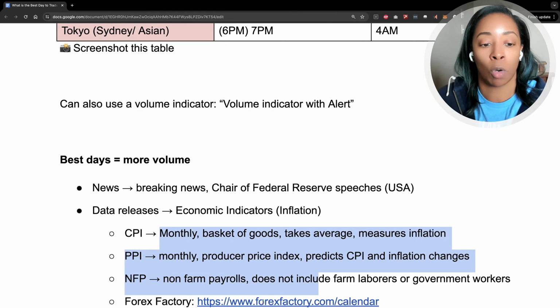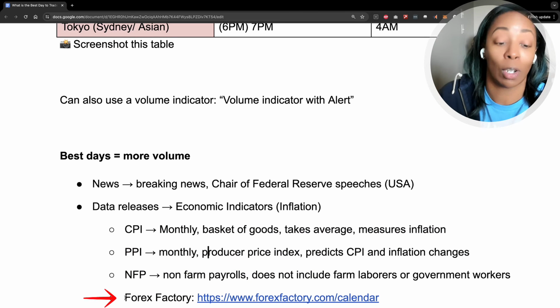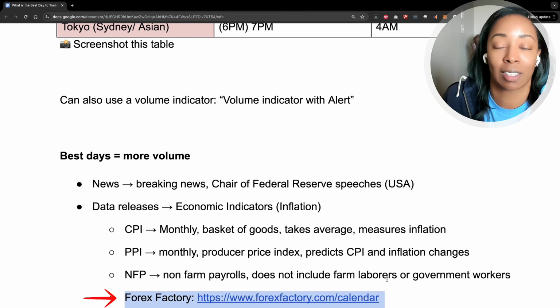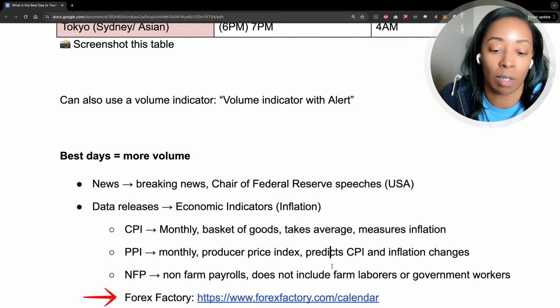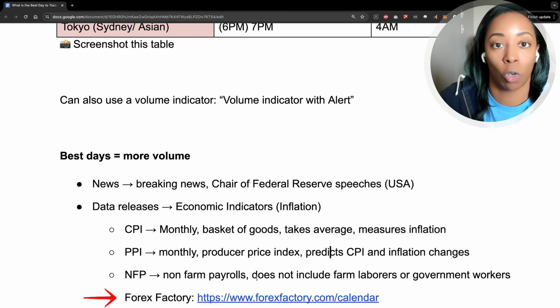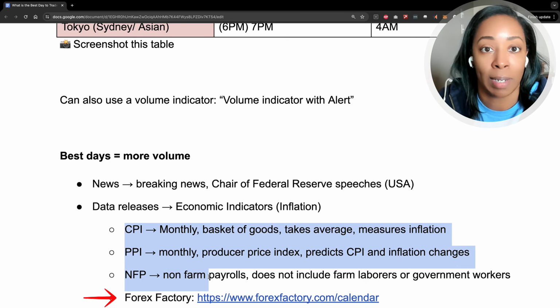And if you want to know more about these things and do your own research, then go ahead and go to Forex Factory. There are so many other places, but this is just a very simple one, and it gives a lot of information. And then obviously you could do your own research and figure out what these different things and other things mean to you.